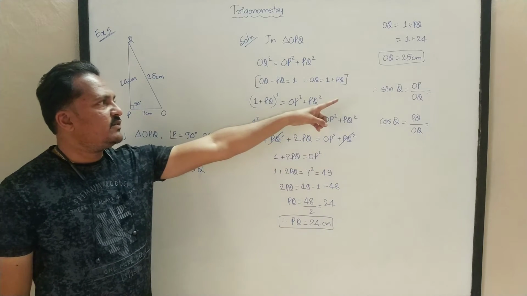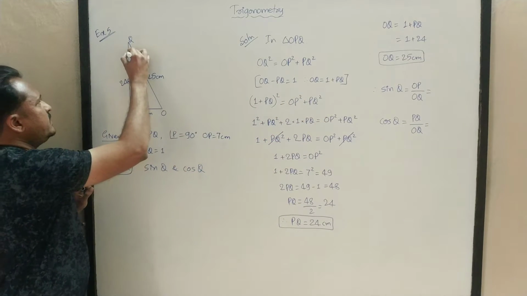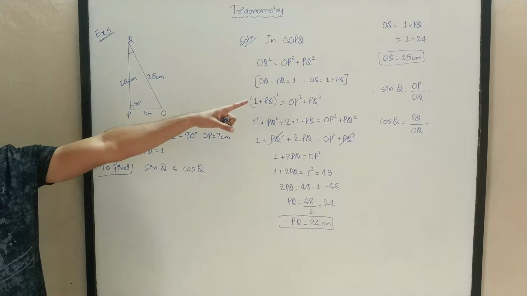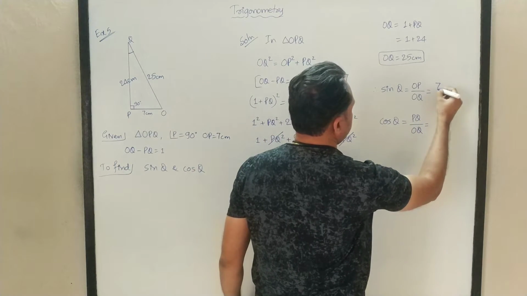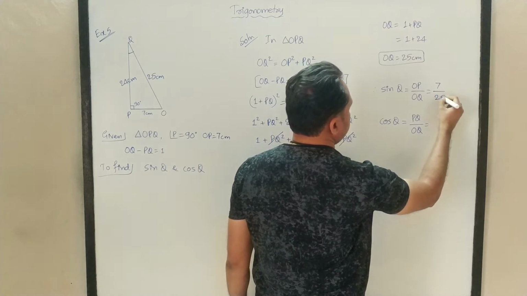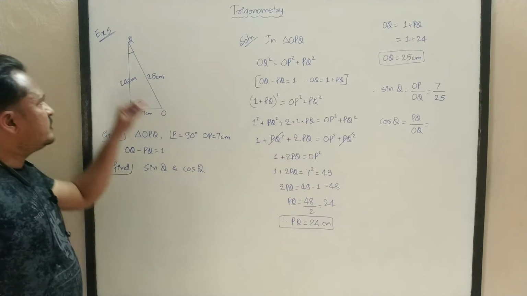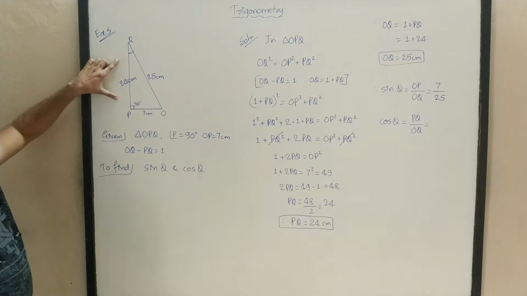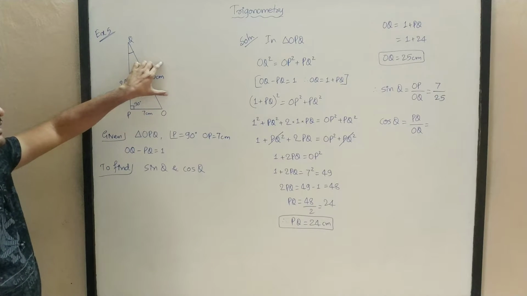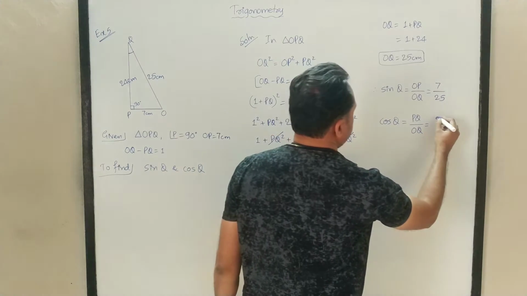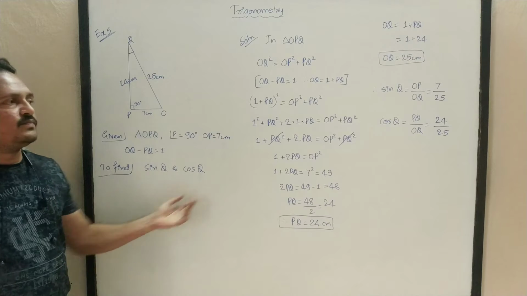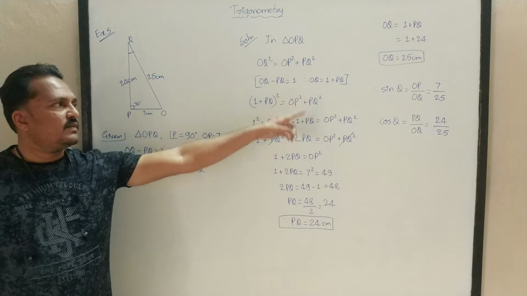Next, sine of angle Q. This angle we have selected. Sine of angle Q means opposite divided by hypotenuse. Opposite is OP. OP is nothing but 7 here, and OQ we have calculated as 25. Next, cosine of angle Q is nothing but adjacent divided by hypotenuse. This one is the opposite side, this one is the adjacent side. That is PQ, which is 24, and OQ is 25. So like this we calculate the cosine of angle Q and sine of angle Q.